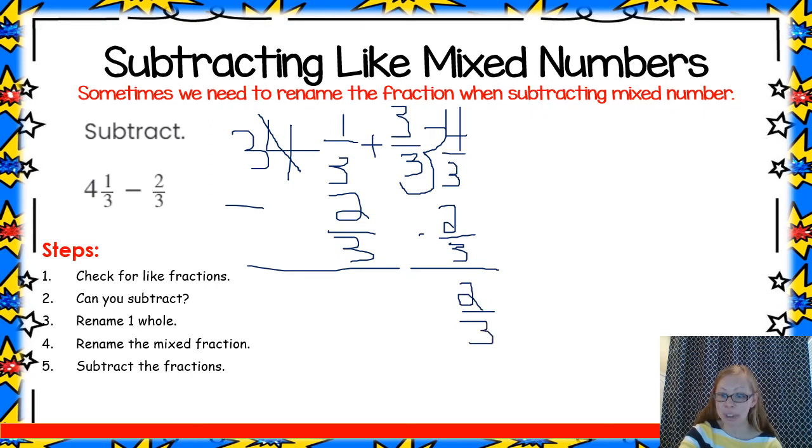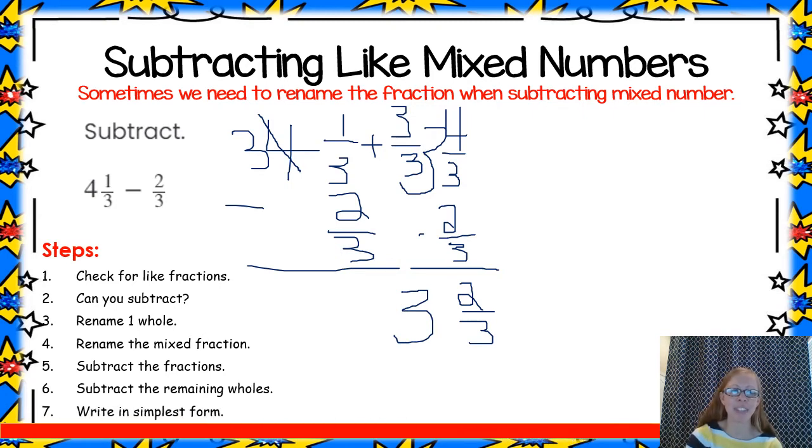You know that my denominator stays the same. I subtract the numerators. Then I'll subtract the remaining whole numbers. In this case, it's 3 wholes minus no wholes. That's also 0. So 3 minus 0 is 3. And my final step is to make sure this is in simplest form, which in this case it is.